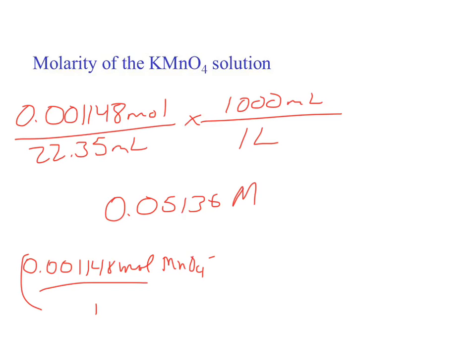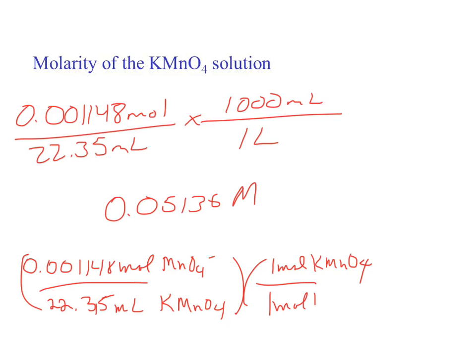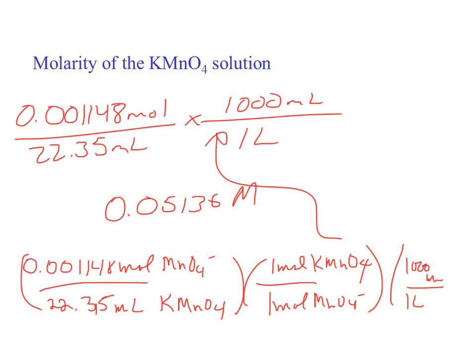What you might want to have done is recognize that the solution is the KMnO4. And then you could have inserted one relationship that for every 1 mole of KMnO4, there is 1 mole of MnO4 minus. Just basically inserted that right there. And then, of course, your last term still would have had to be 1 milliliter over 1 liter. I would have been fine, though, with the other.